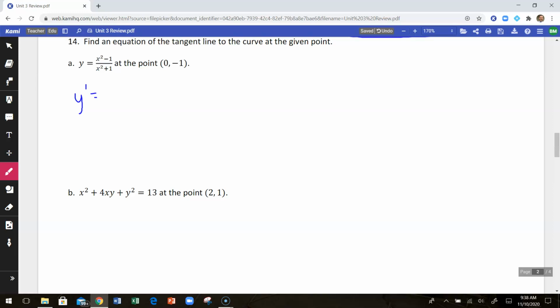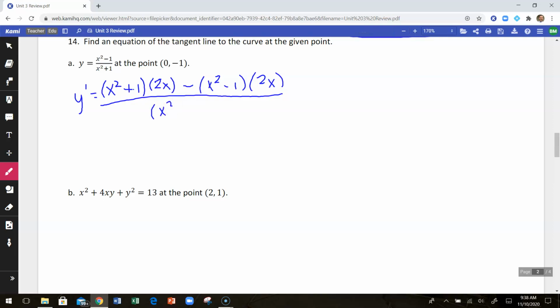For this problem we're going to have to do the quotient rule. So we're going to do the bottom times the derivative of the top minus the top times the derivative of the bottom all over the bottom squared. Now you can leave it like that if you want and go ahead and plug in your x value. Oh, I forgot to square the bottom. You can leave it like that and go ahead and plug in your x value. You can try to simplify it a little bit and then plug in your x value, whatever you want to do.